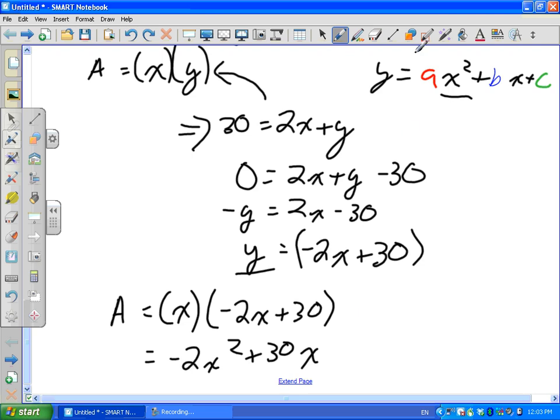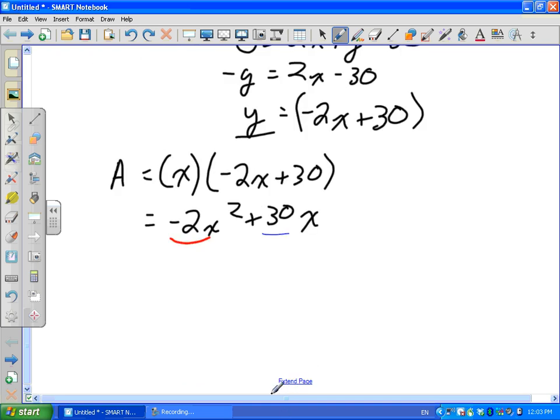If you guys notice, I have a value for a, which is negative 2, and a value for b, which is 30. I'm trying to find a maximum. A maximum is the vertex of a parabola. So, remember, we're in standard form. We learned that yesterday. This is considered standard. Okay? I need to put this into vertex form.